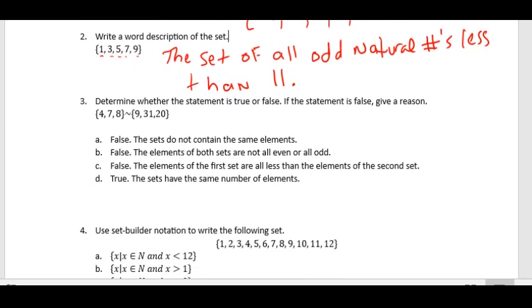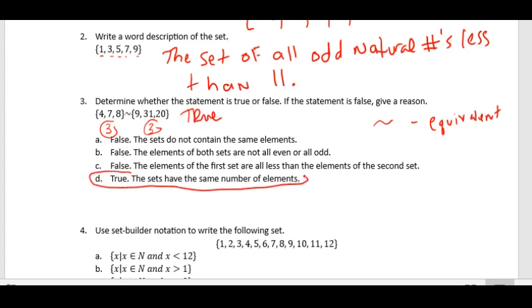Number 3, determine whether the statement is true or false. If the statement is false, give a reason. Okay, so here we need to know what this symbol means. This is equivalent. And what equivalent means is that the two sets have the same number of elements. So if we look at this set, we have 1, 2, 3 things. And over here we have 1, 2, 3. So they have the same number of elements. So this is going to be true. So my answer would be letter D.